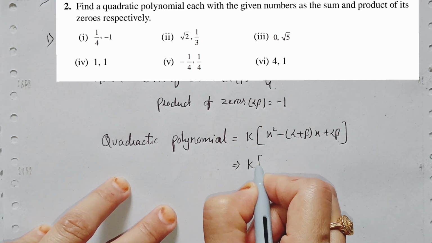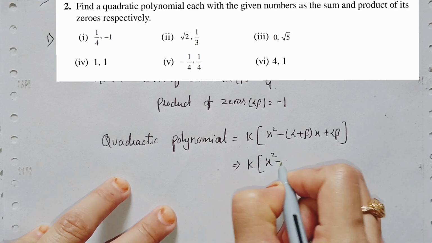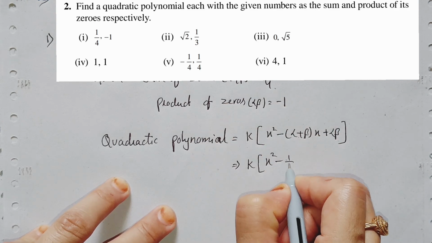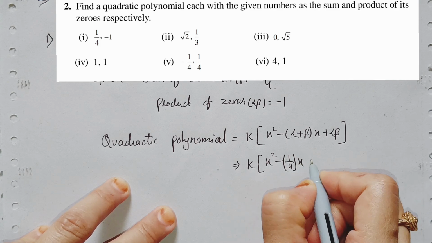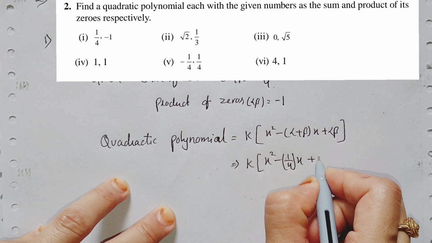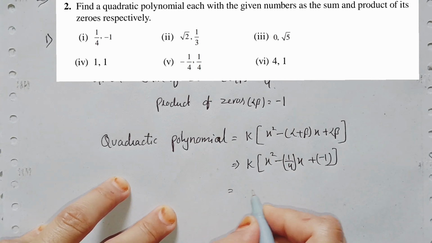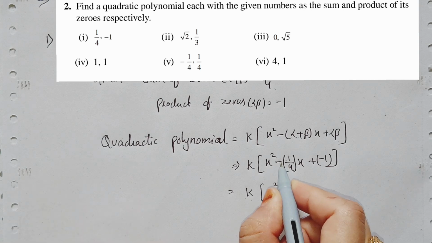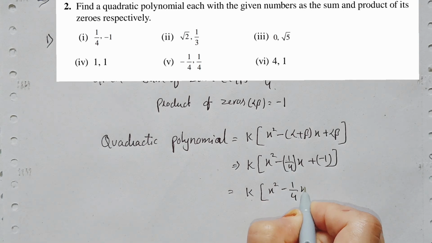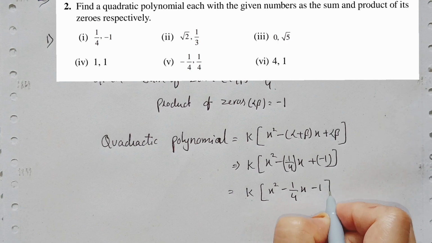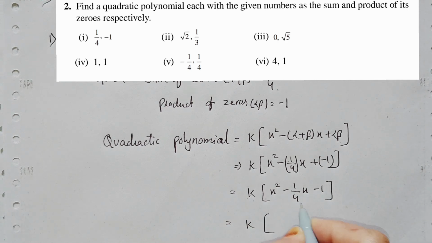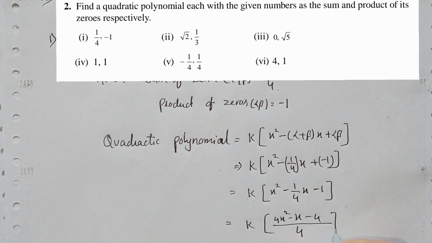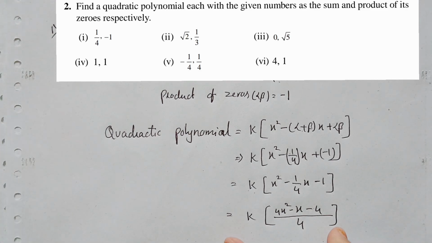That implies k of x square, you have to put it the same, minus alpha plus beta, 1 by 4, of x plus alpha beta, minus 1. If you do this, k of x square minus 1 by 4 x plus into minus, minus 1. Here I am taking the LCM as 4. Then it becomes 4x square minus x minus 4. Okay, this is what I got.